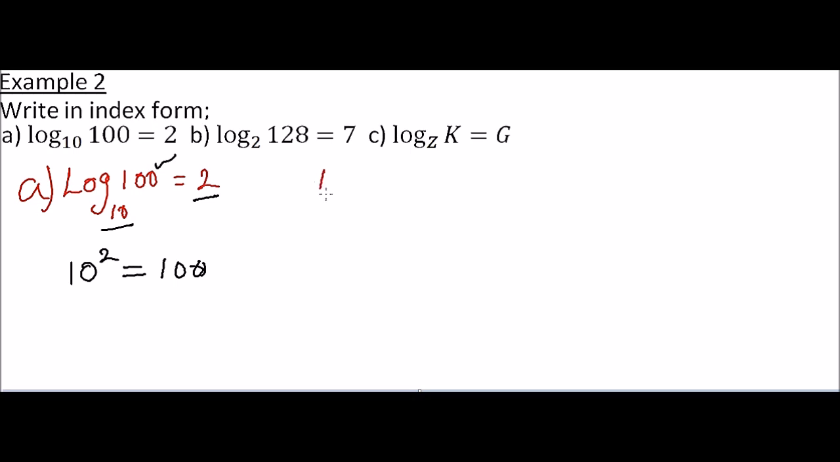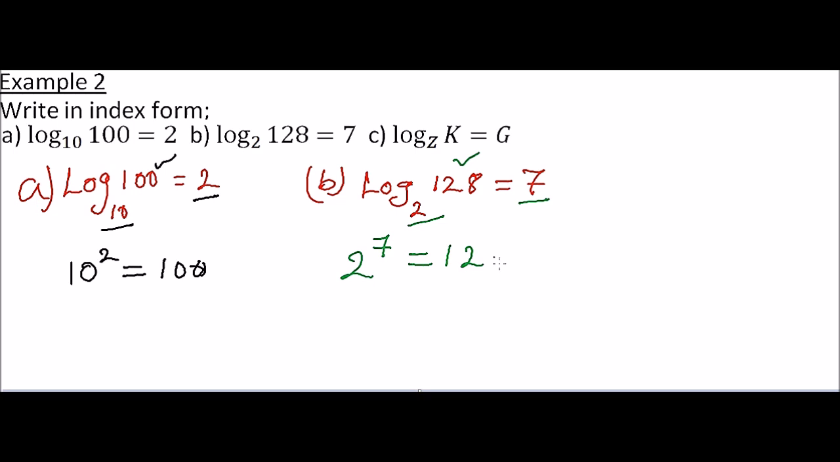Part B, we are told the log of 128 to base 2 is equal to 7. In this case, you say 2 to the power 7 is equal to 128. So 2 to the power 7 is equal to 128.